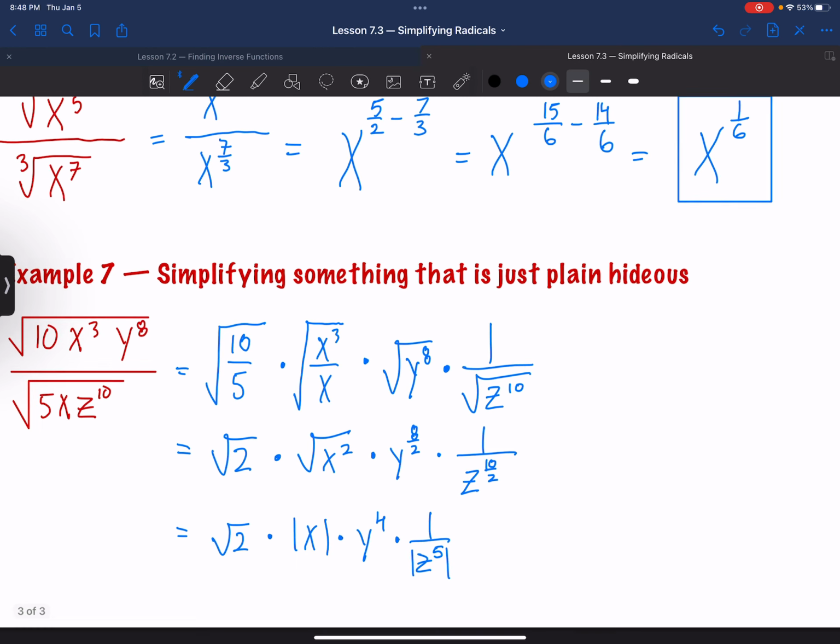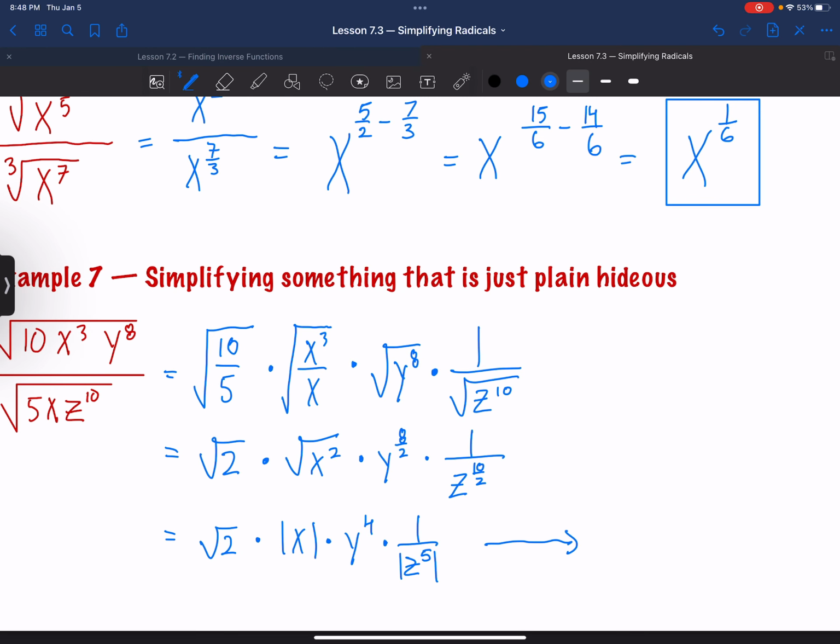Putting all this together, final result, you should have absolute value of x, y to the power of 4, square root of 2, over absolute value of z to the power of 5. And we shall box that and call it a day. And that pretty much ends this video.